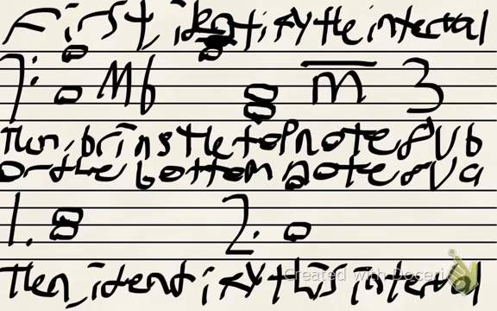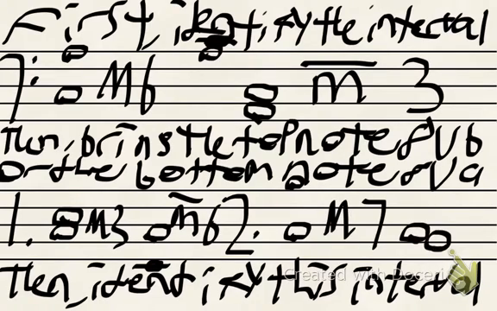Let's try these 2 on our own. You should have gotten a major third for the first interval, then inverted that to get a minor sixth. For the second interval, you should have gotten a major seventh and then inverted that to be a minor second.